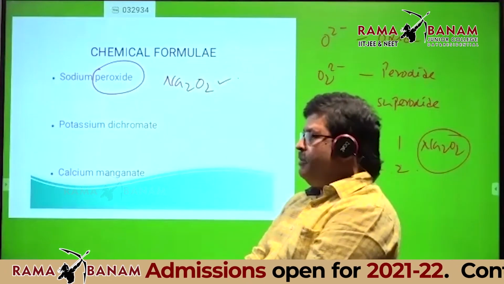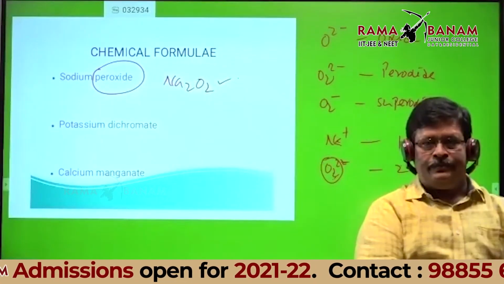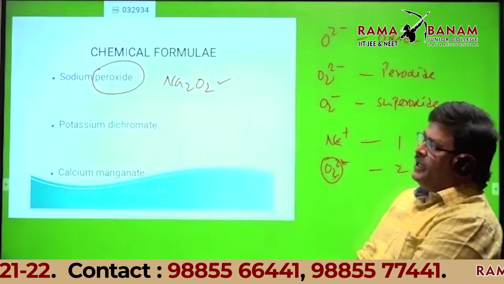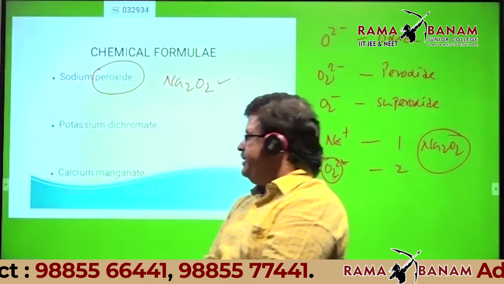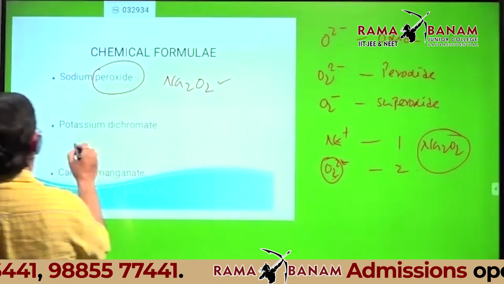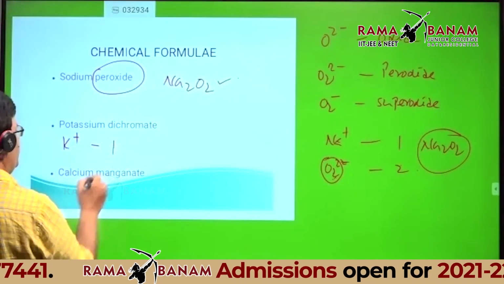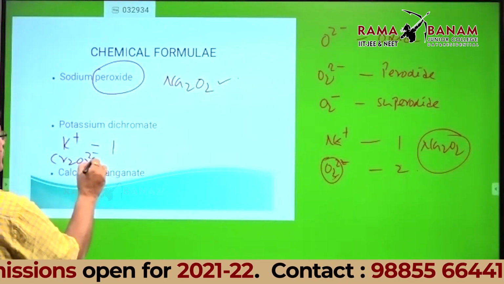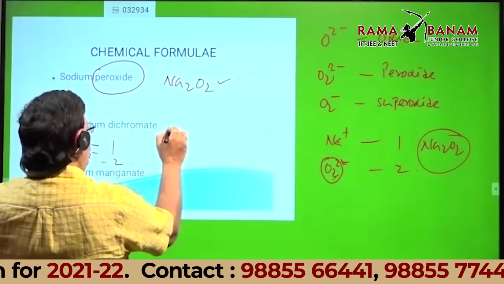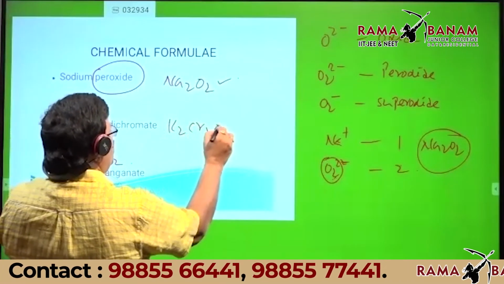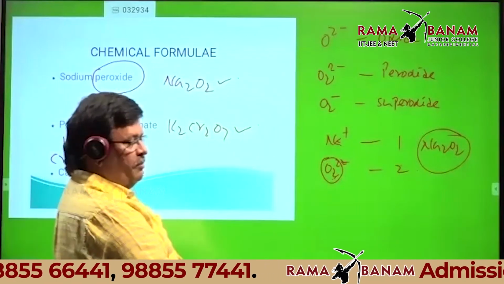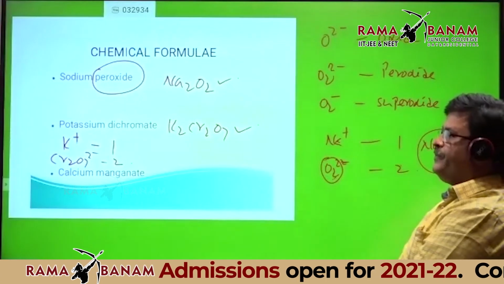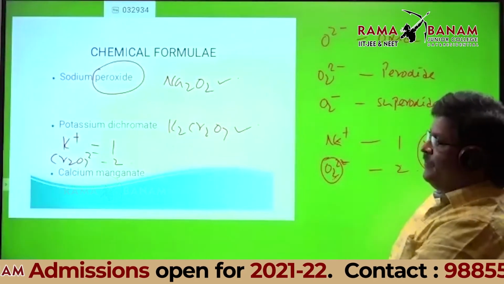Can anyone tell potassium dichromate? K2Cr2O7. Excellent, yeah. Potassium is K plus, valency is 1. Dichromate is Cr2O7 2 minus, valency is 2. So it is K2Cr2O7, potassium dichromate. Is it okay? Yes, sir.